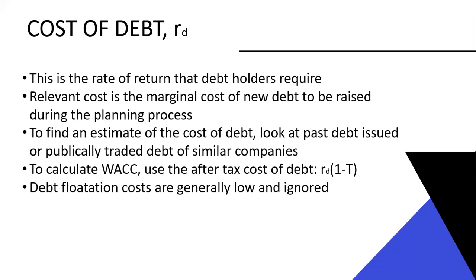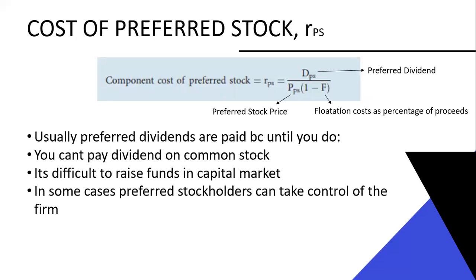And again, the flotation costs are, let's say, if you are about to issue stock, all of those additional costs, you don't need to worry about. The main thing you will be focusing on in the WACC is the after-tax cost of debt, right? So that's the interest rate that you will be using when you are calculating the weighted average cost of capital. Okay, next I'm going to talk to you about the cost of preferred stock.